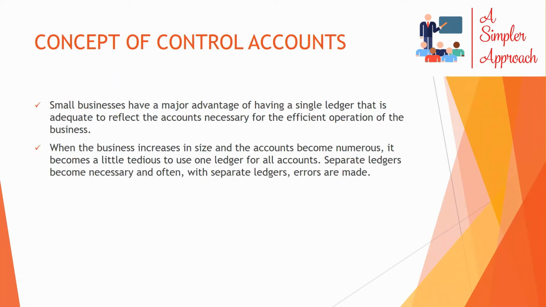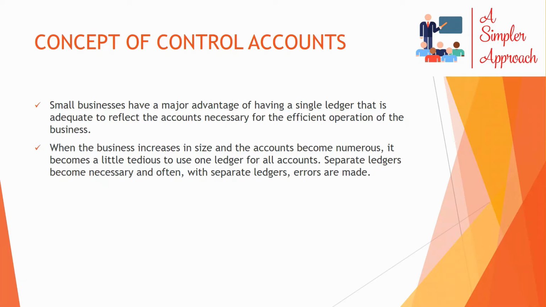Awesome. So, control accounts. There is a major advantage to businesses that are small in nature and in size. And that advantage is that they can use one single ledger to adequately reflect the accounts that they have. For those who are wondering what a ledger is, a place where all the T accounts for an entity are kept. Now there are four types of ledgers: the sales ledger, the purchases ledger, the general ledger, and the cash book.